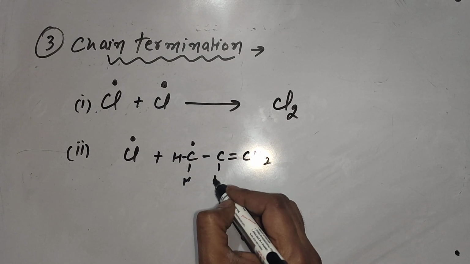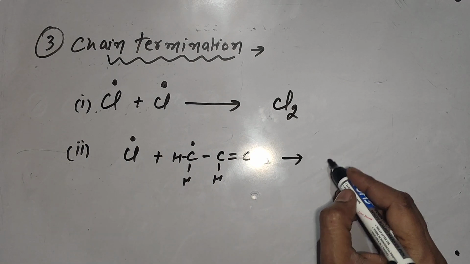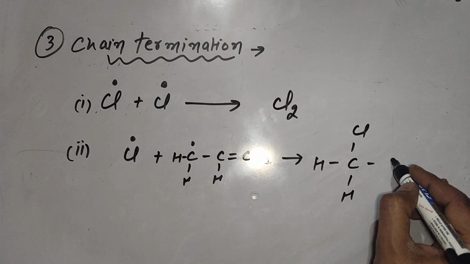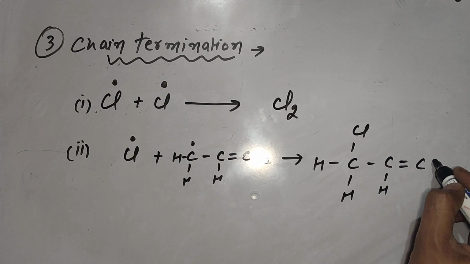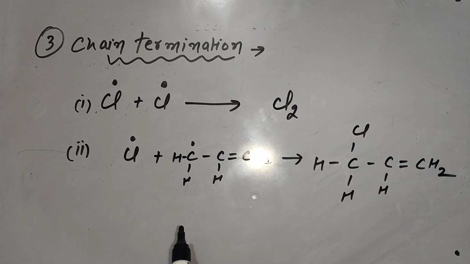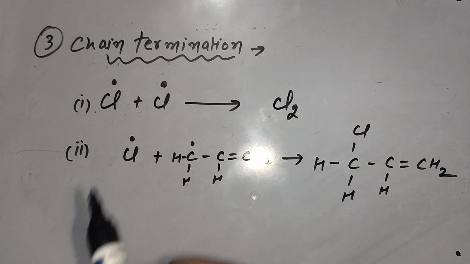Another possibility is this. If allyl free radical and chlorine free radical combine together, no new free radical is generated. So this reaction is also categorized in the chain termination step.